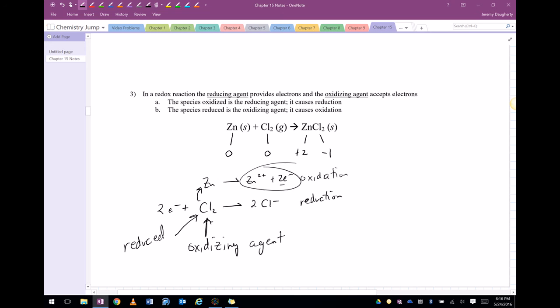So the chlorine is reduced. Now, the zinc, we know that the zinc is oxidized, and it causes reduction in chlorine. So the zinc now is the reducing agent.